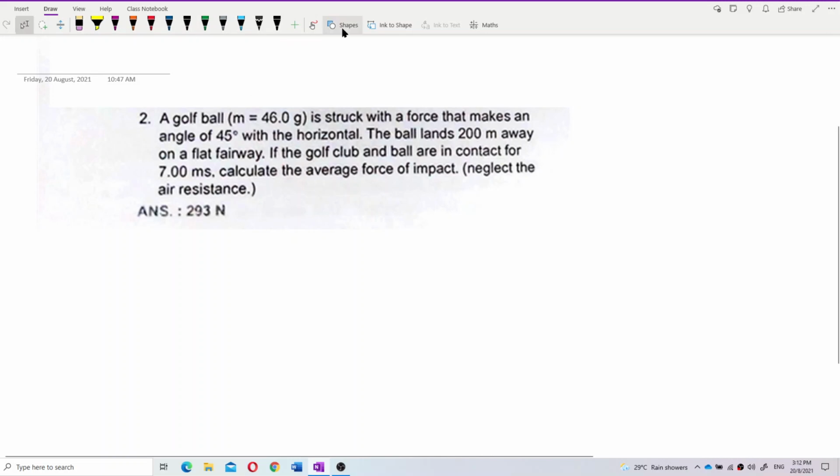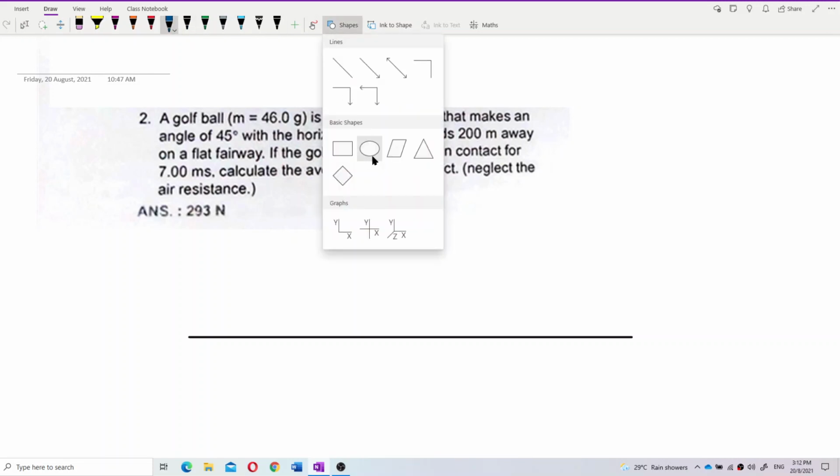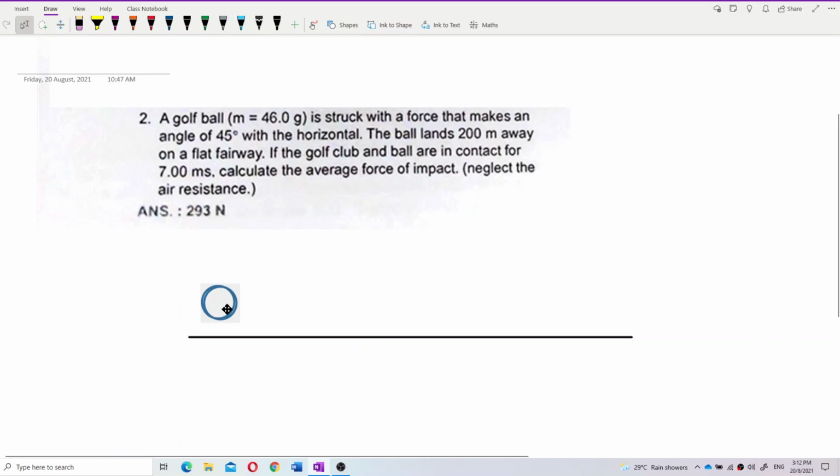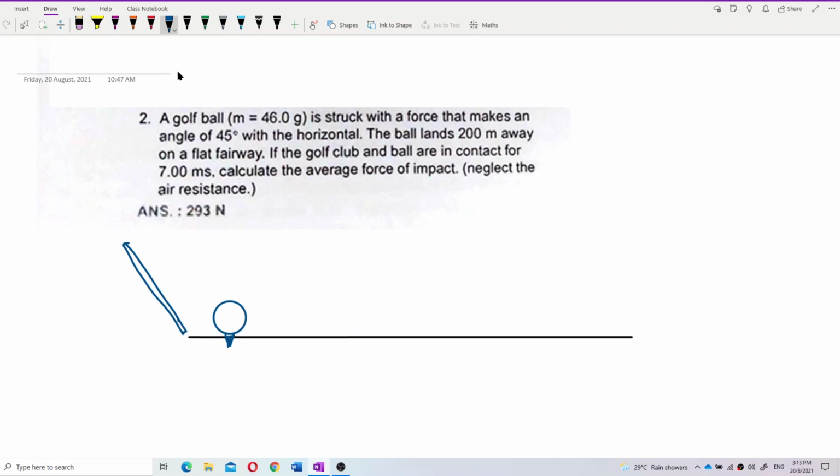Okay, let's do it. So this is the ground. We draw a golf ball there. Yeah, this is the golf ball, right? Maybe it's pinned to the ground. No, we have a holder here. Okay, it's struck with a force that makes an angle of 45 degrees. That means it is struck with a force. When you play golf, you have the handle.